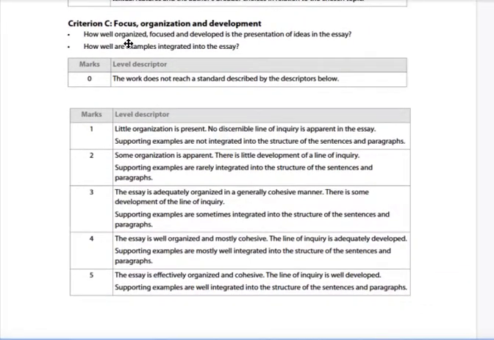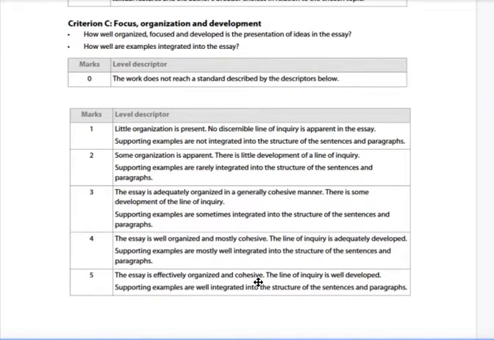Criterion C is the focus, organization, and development. How well are your examples presented, organized, focused, and developed? And how well are the examples integrated? Again, this is where a line of argument is really helpful, but also the way you segue and structure your essay is valuable here. Certainly a next step for a lot of you after writing your introduction is to make an outline of how you organize that and develop your argument. I'm happy to give feedback on that as we conference going forward.